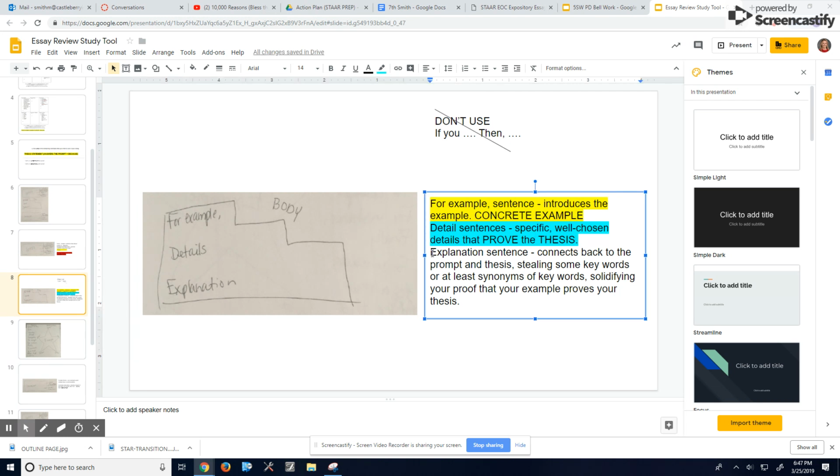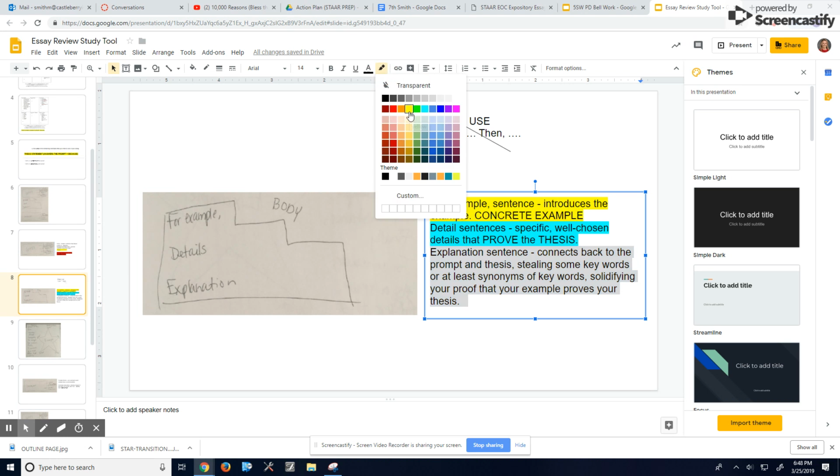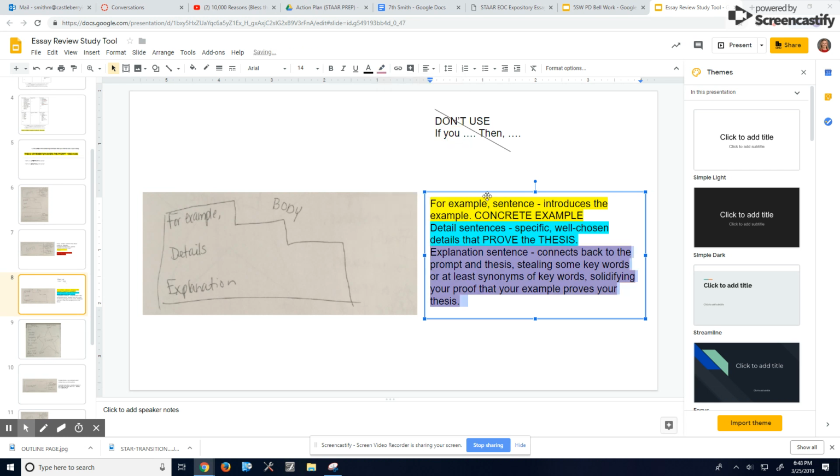And then we end with our explanation sentence that connects back to the prompt and the thesis, stealing some keywords or at least synonyms of the keywords, solidifying your proof that your example proves your thesis. Everything points back to the thesis. It's your job to prove that your thesis is true. And so that is what you are doing with that explanation sentence.